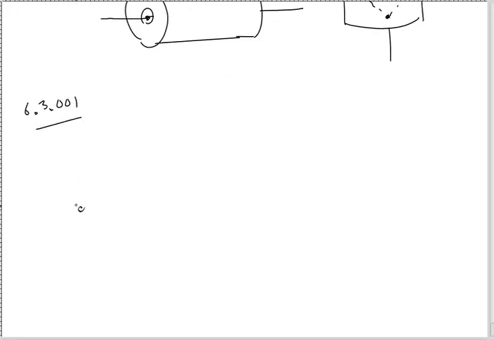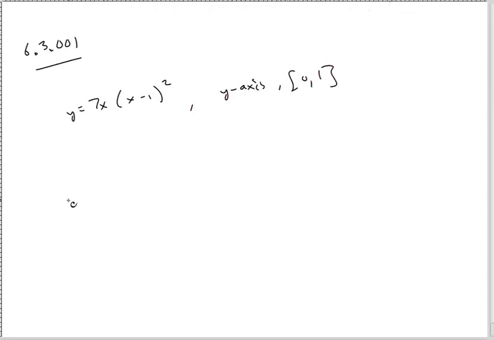63001. So I've got y equals 7x times (x minus 1) all squared, and it says about the y-axis, and we're going from 0 to 1. All right, so volume is, you know what, let's draw a picture. This is a cubic, and at 1 it is going to be a touch point, so it's going to do something kind of like this here. And we're going 0 to 1, which just means this little area right there. And we're revolving it around the y-axis.